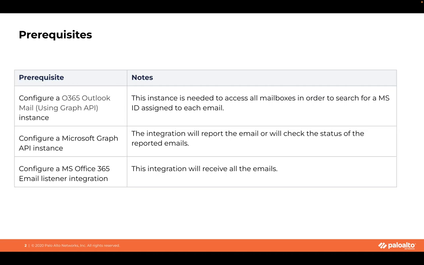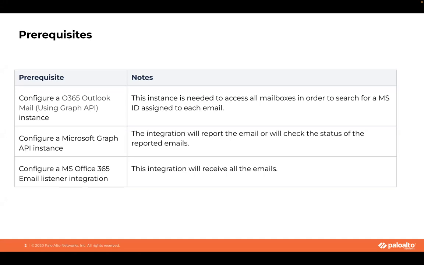The next prerequisite is configuring the Microsoft Graph API instance. This instance is going to be the one that talks to Microsoft's API endpoint. It will report the email or check the status of the reported emails.